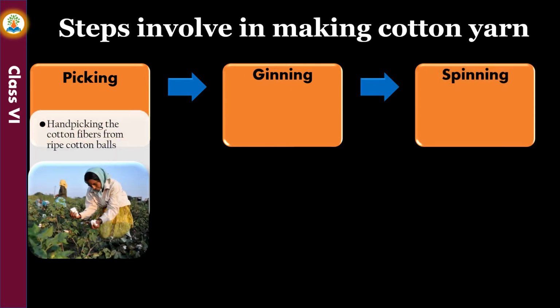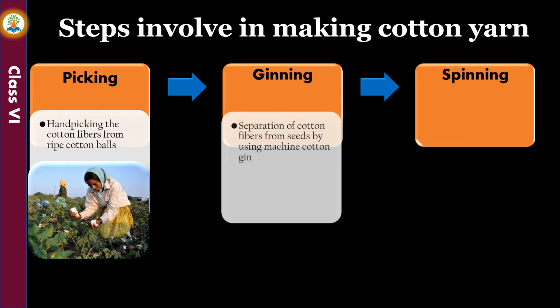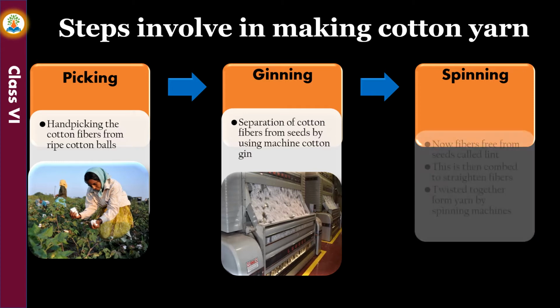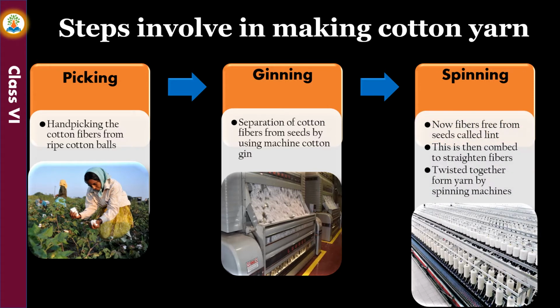Picking involves handpicking the cotton fibers from the ripe cotton bolls. Ginning involves the separation of cotton fibers from the seeds by using machine cotton gin. Fibers that are now free from seeds are called lint. This is then combed to straighten the fibers. Now fibers are twisted together to form yarn by spinning machines.